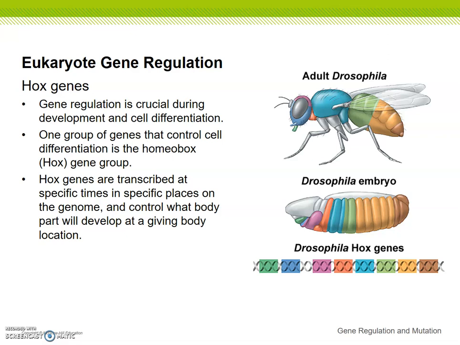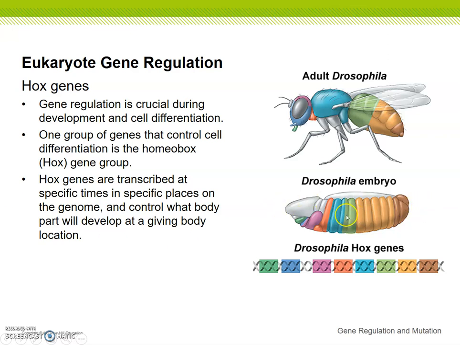It's short for homeobox gene group. We just call them Hox genes. And again, they control cell differentiation. So they control how cells turn into the different types of cells. Hox genes are transcribed at specific times in specific places on the genome, and they control what body part will develop at a given body location.